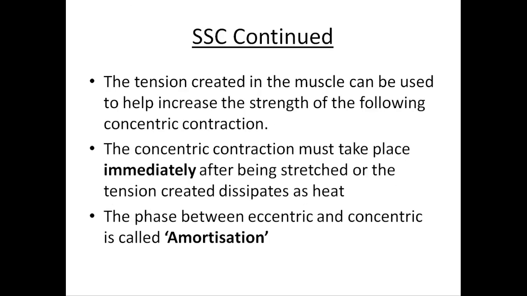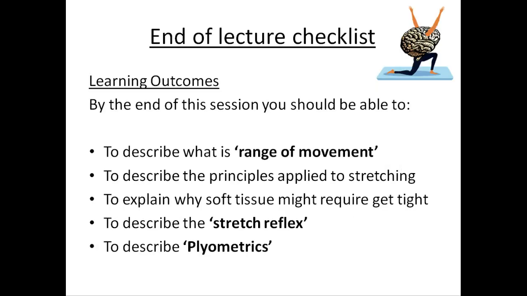Stretch shortening cycle continued. The tension created in the muscle can be used to help increase the strength of the following concentric contraction, so you can jump higher. The concentric contraction must take place immediately after being stretched, or the tension created dissipates as heat. And this phase between the eccentric and the concentric is called amortization, and you want this as short as possible.